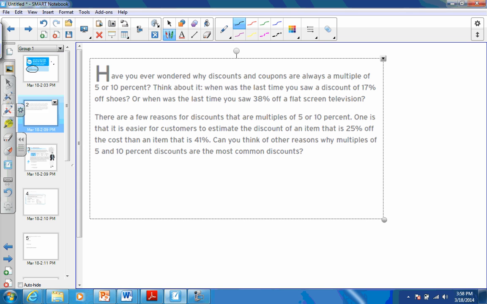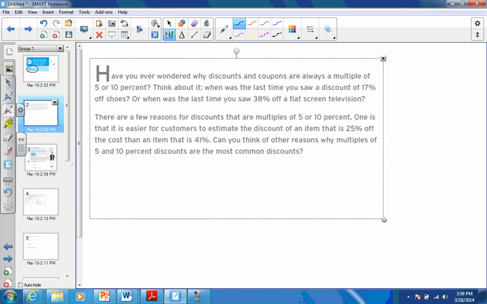Have you ever wondered why discounts and coupons are always a multiple of 5 or 10%? Think about it. When was the last time you saw a discount of 17% off shoes? Or when was the last time you saw 38% off a flat screen television? There are a few reasons for discounts that are multiples of 5 or 10%. One is that it's easier for customers to estimate the discount of an item that is 25% off the cost than an item that is 41%.